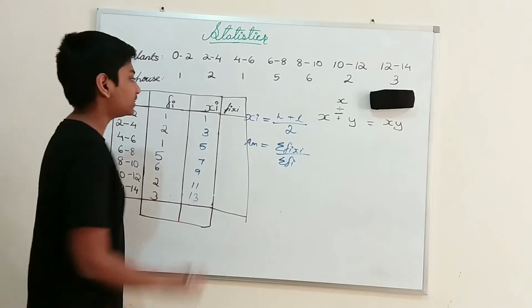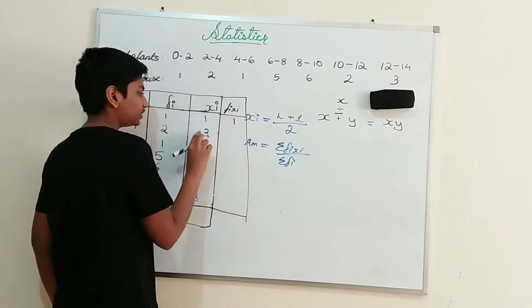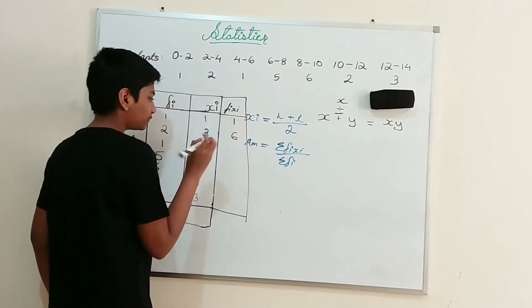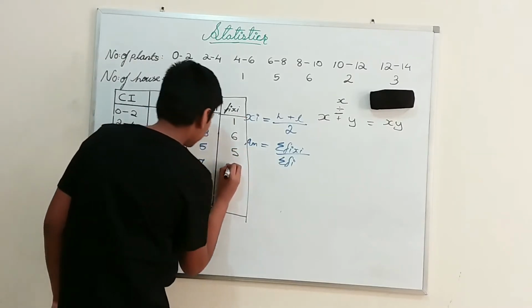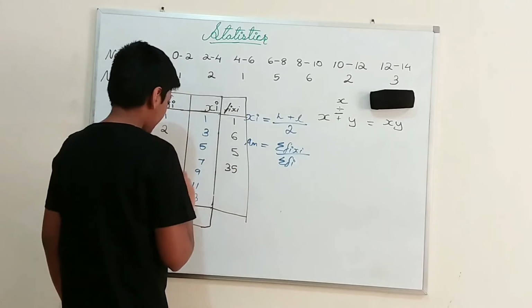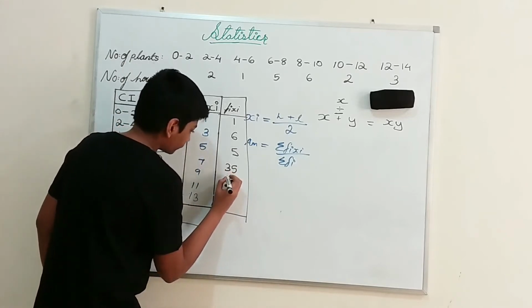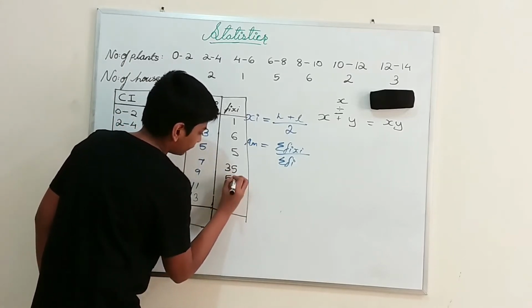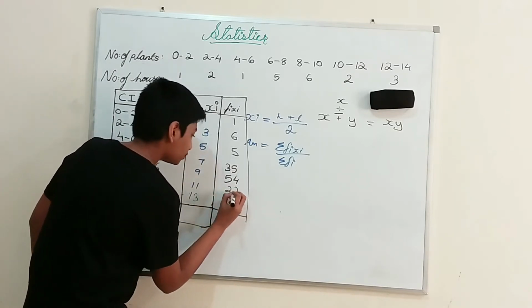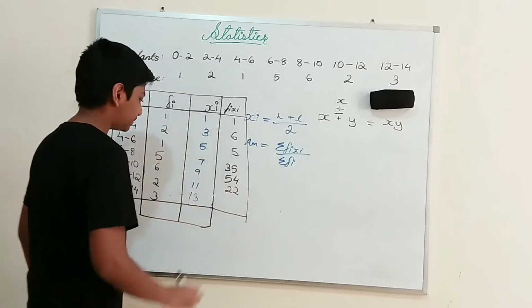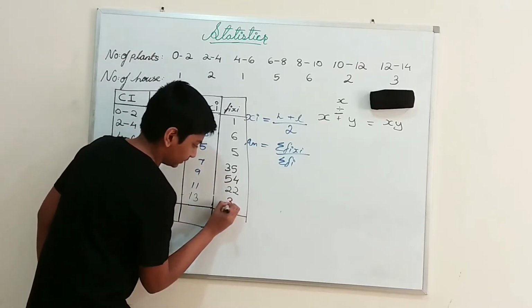So 1 into 1 is nothing but 1. 2 into 3 is 6. 1 into 5 is 5. 5 into 7 is nothing but 35. And 6 into 9 is nothing but 54. And 2 into 11 is nothing but 22. And 3 into 13 is nothing but 39.